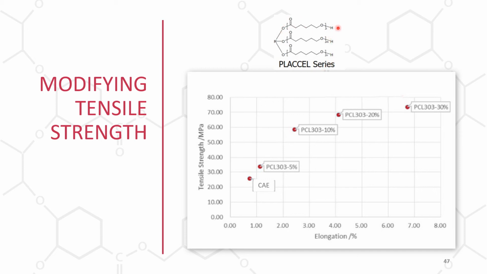So here we see the base molecule here with a little bit longer chains designated different Placcels. So we add 5% of this material in, then 10%, 20%, 30%. We see a dramatic increase on going from less than 30 megapascals to almost 70 megapascals in strength, with a corresponding increase in elongation. So if you want to modify tensile strength, just adding a small amount of Placcel materials can be exactly your solution.